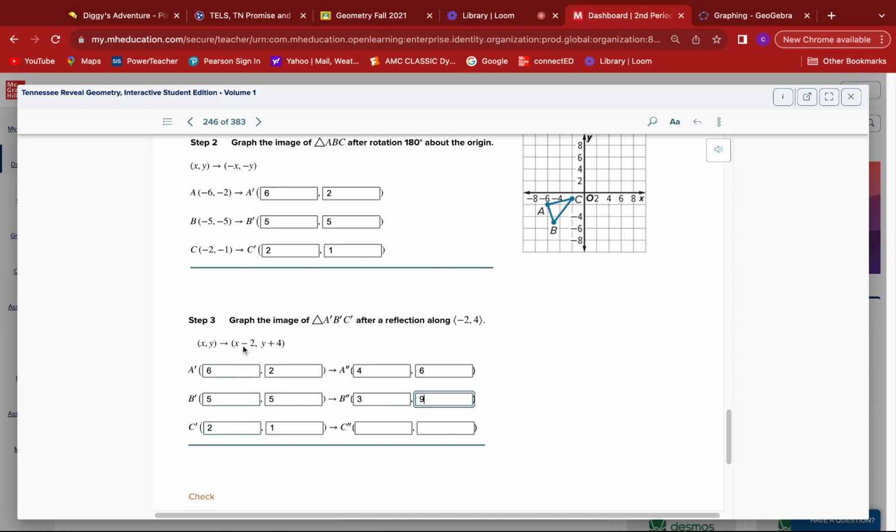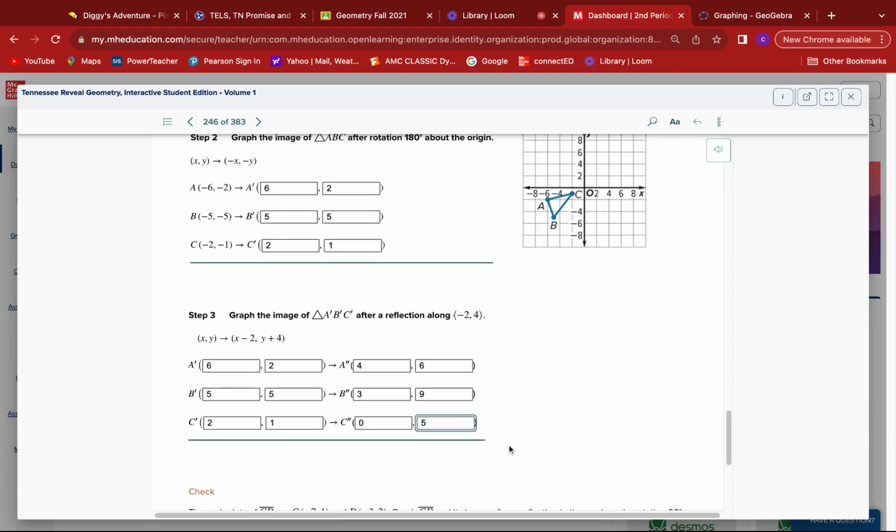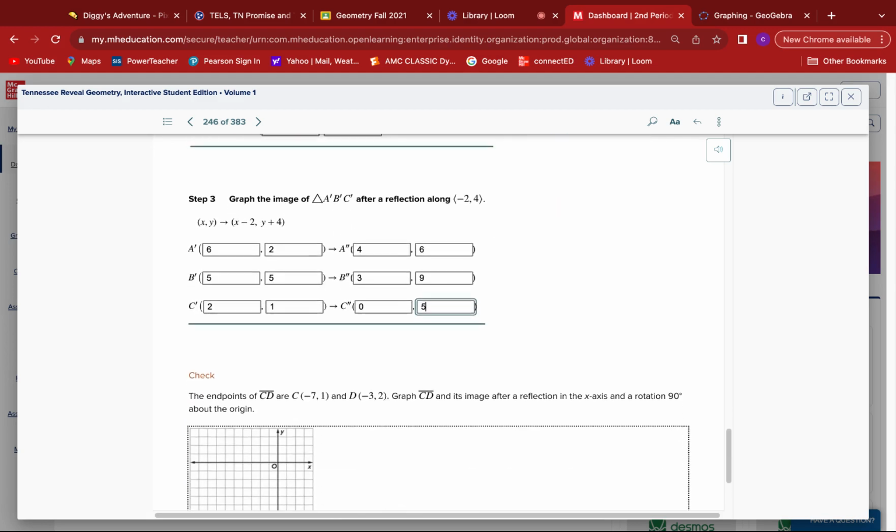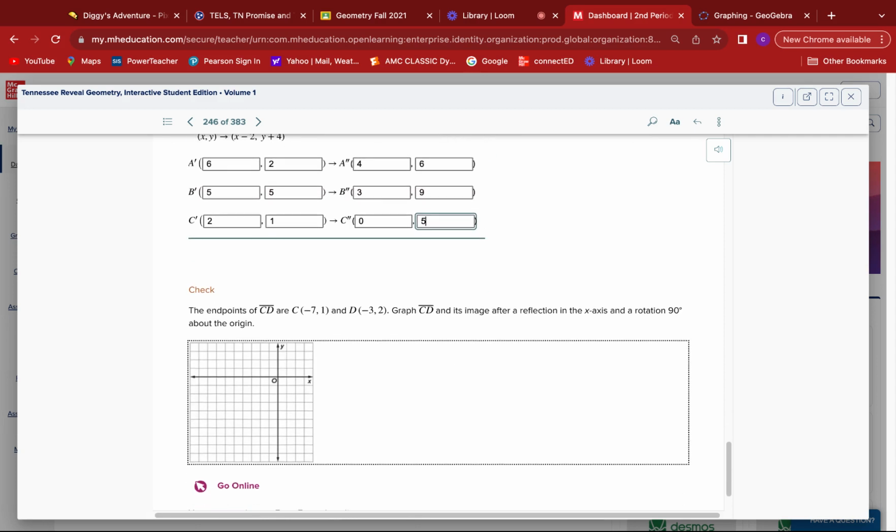Replace the 2 for the x. 2 minus 2 is 0. And replace the 1 for the y. 1 plus 4 is 5. All right, looks like we are done with example 2. All right, we are ready for the check.